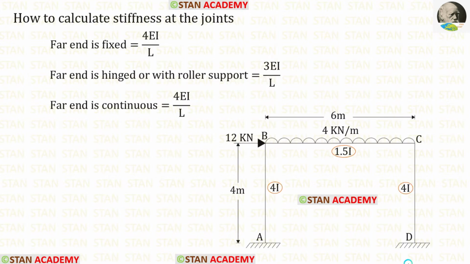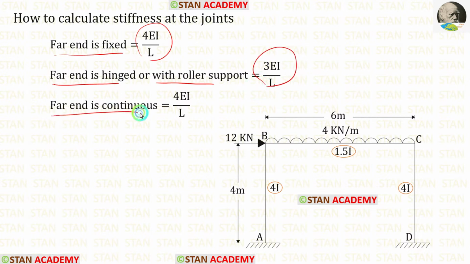In the Kani's method, we have to find the rotation factor. To find the rotation factor, we have to calculate the stiffness. Let us see the formulas to find the stiffness. If the far end is fixed, the formula is 4EI upon L. If the far end is hinged or with roller support, the formula is 3EI upon L. If the far end is continuous, the formula is 4EI upon L.